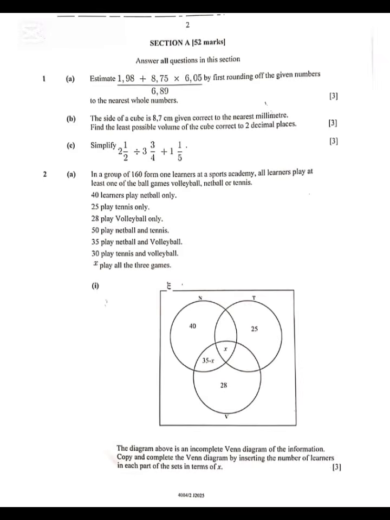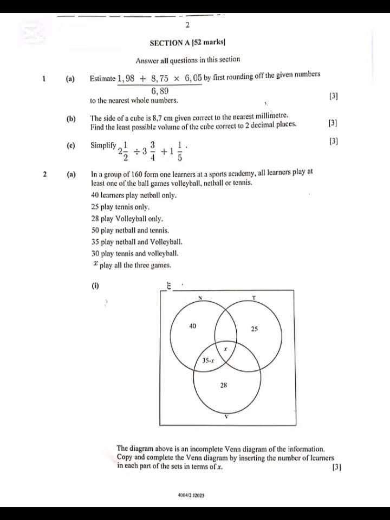We are going to cover section A today. It carries 52 marks and it is compulsory. You don't select in section A, you answer the questions. So the first question was on approximation and estimation.